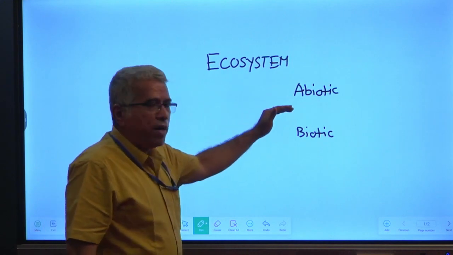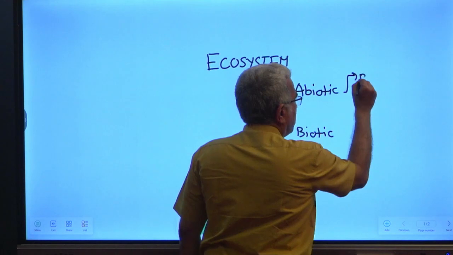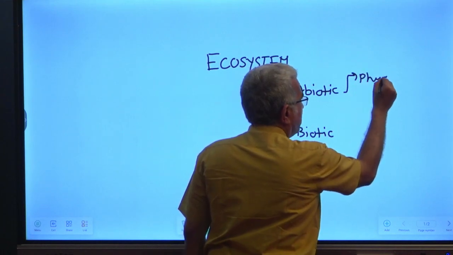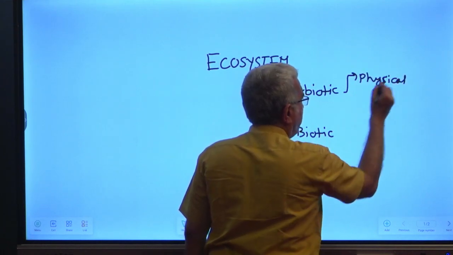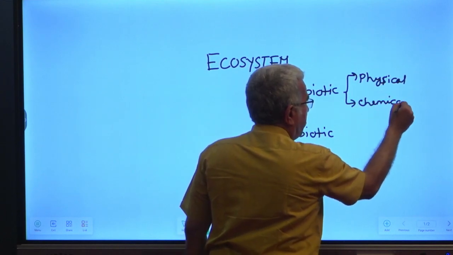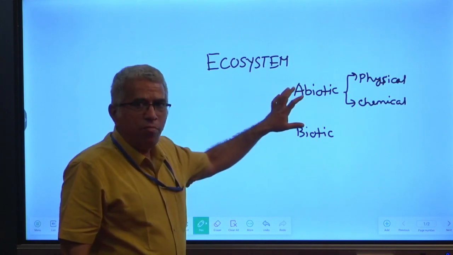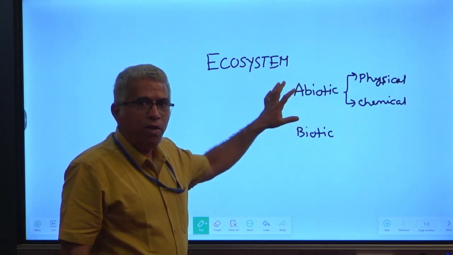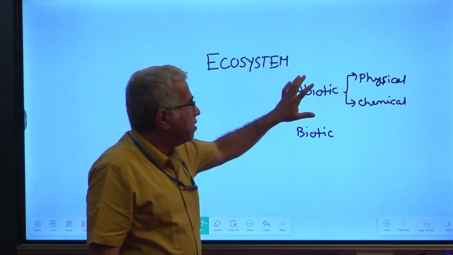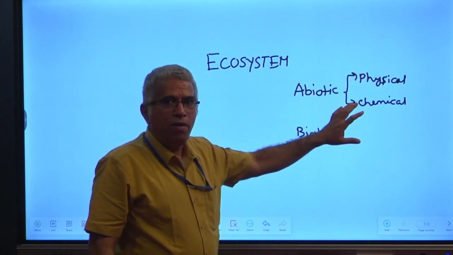These abiotic factors are again divided into physical abiotic factors and chemical abiotic factors. So, abiotic factors are nothing but non-living components of ecosystem. And these are again divided into physical abiotic factors and chemical abiotic factors.